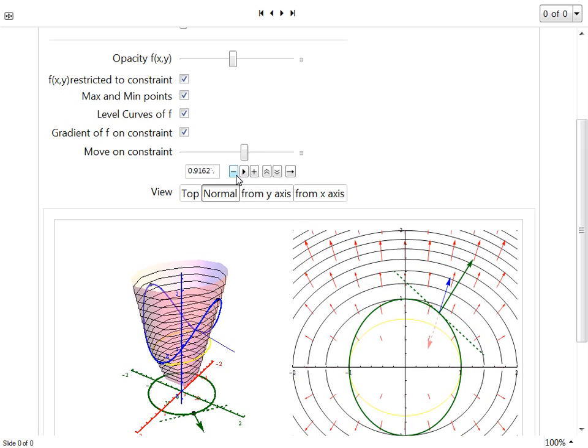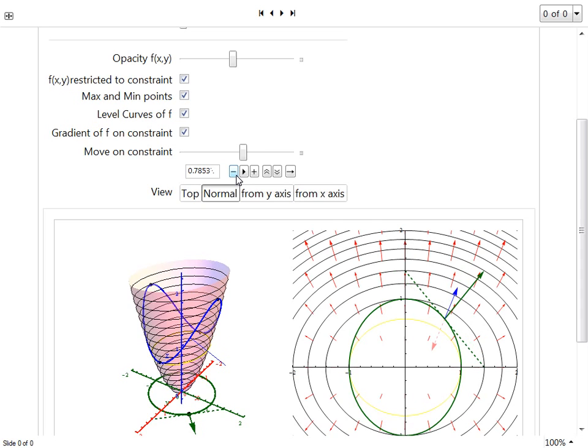Okay, there it is. Now, if we look at it from the top, here's what that one looks like. So please understand, the blue vector lives on the blue curve. And it's telling us, if I'm standing on the blue curve, which is somewhere over here, and I want to go up the fastest, I need to go in that direction. The green one is the gradient of the constraint.